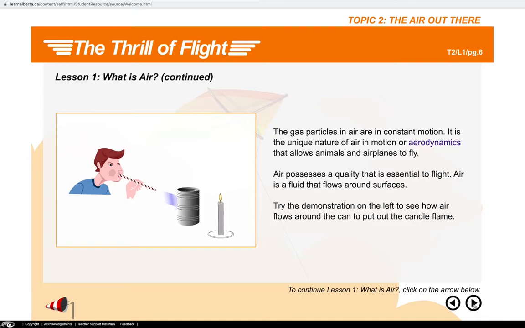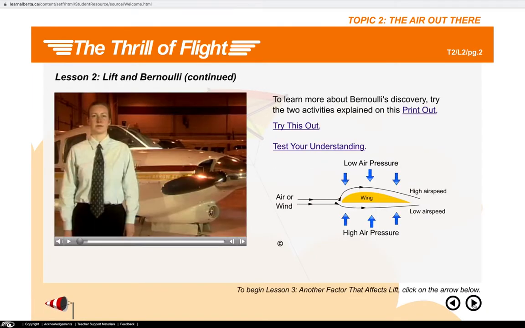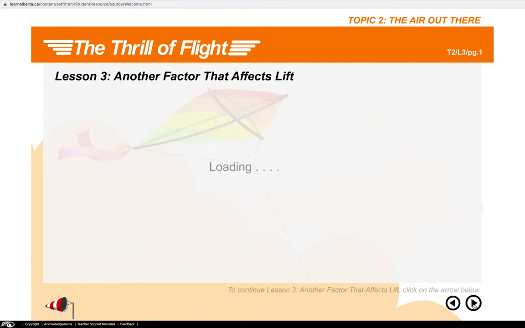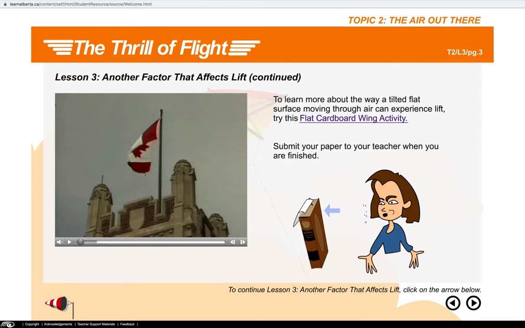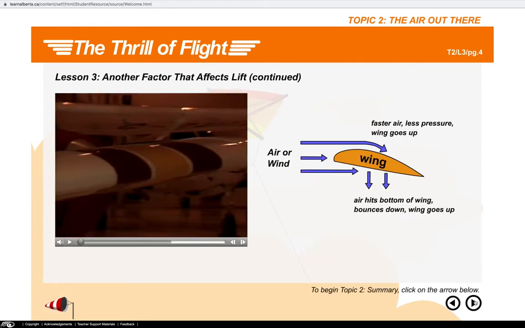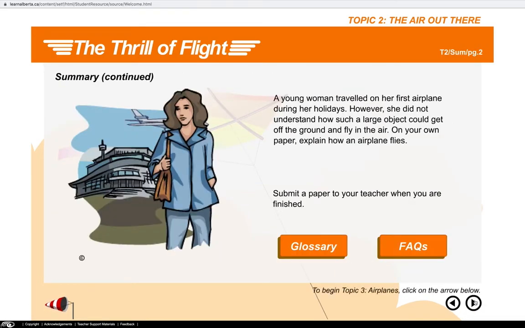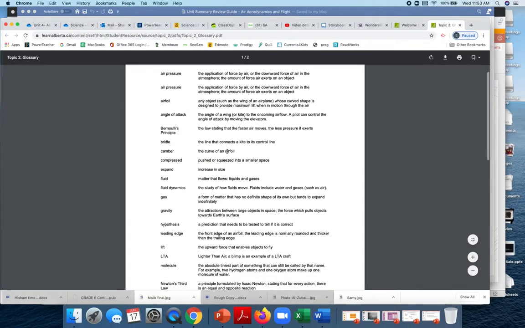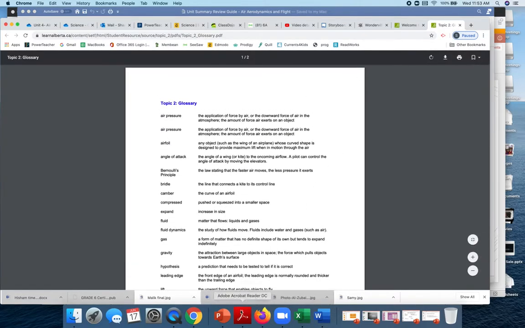A little bit more on Bernoulli's principle. Bernoulli, air pressure, flight, lift, all this stuff that you can watch. It's amazing. Look, we even have this exact same thing that we did. Perfect. Airfoil design, camber, right on. Oh yeah, glossary. You can go into this. It's going to give you some of the terms, all these different terms that you might want to know about.